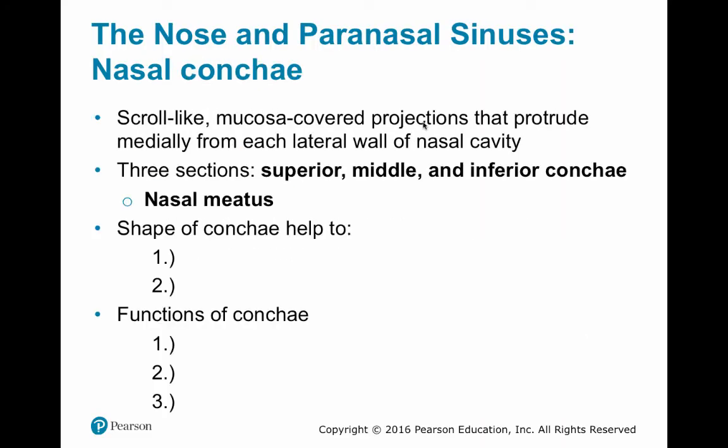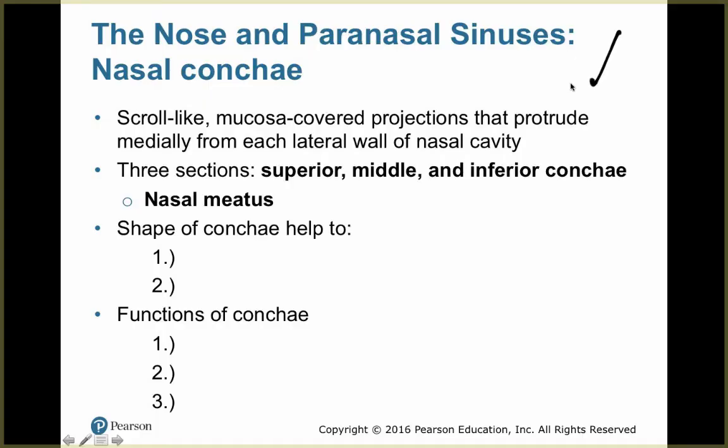Now, the nasal concha is basically a scroll-like mucosa-covered projection that protrudes immediately from each lateral wall of the nasal cavity. And you basically have three of these sections. You have superior, middle, and inferior. And you might actually remember those because if you were looking at your nose and you remember the top was a perpendicular plate, the bottom was a vomer, you would have seen these little things on the side of the nose there, and those are the nasal conchas, right?